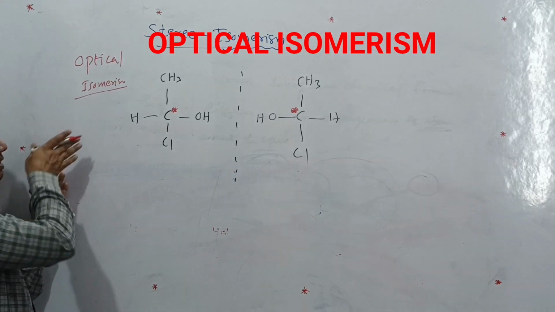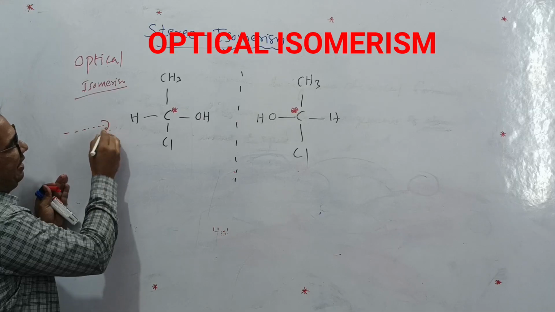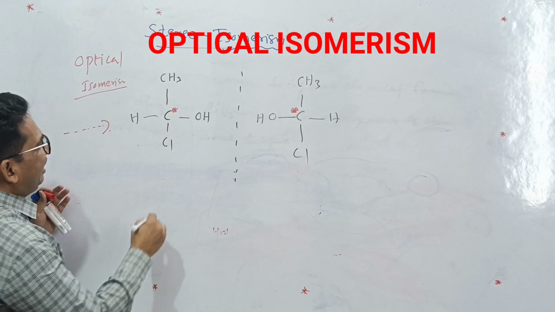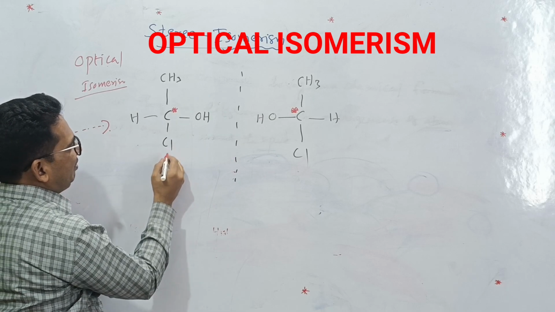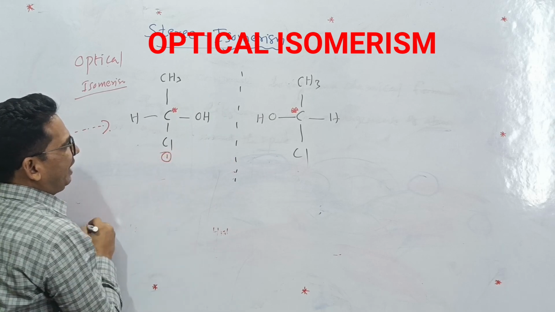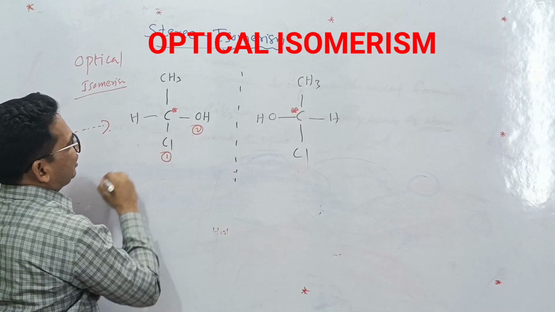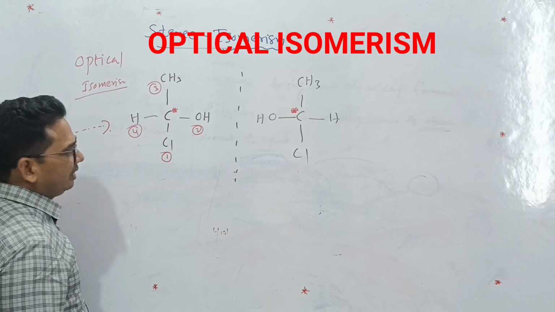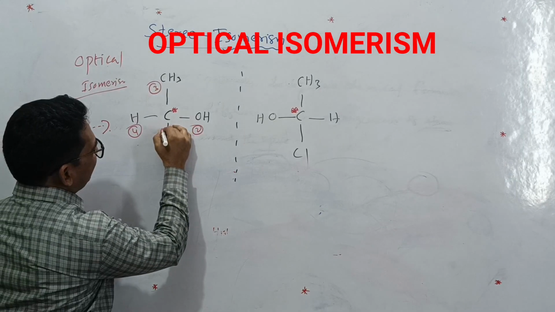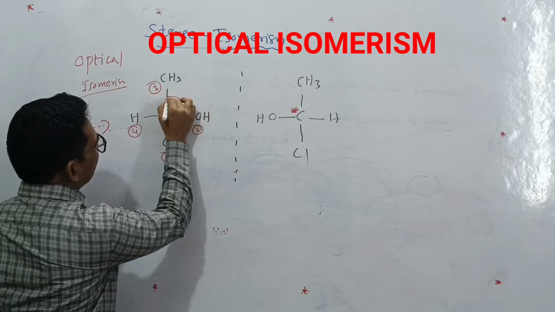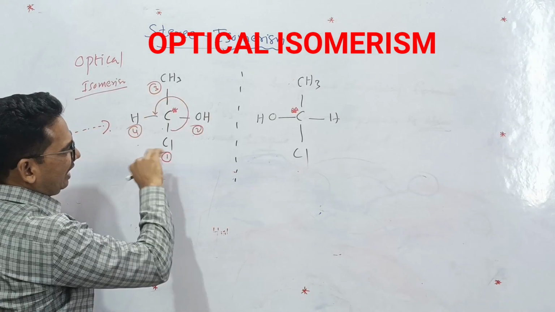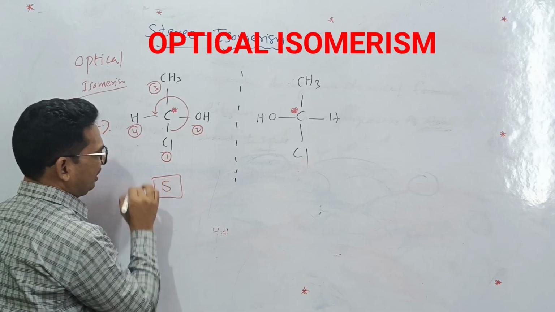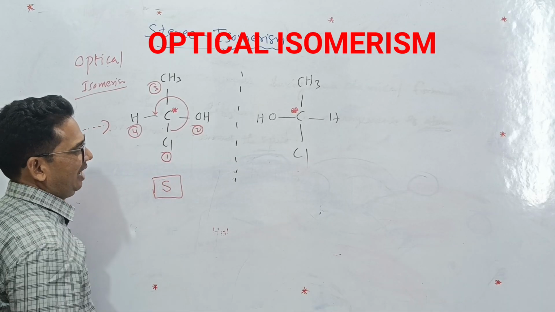When we send plane polarized light from here, it will move either to the right side or to the left side. How? Based on the priority also. Which one has the higher atomic number? Chlorine, highest priority. Next what? Oxygen, next priority. Carbon third. Fourth, least priority, is the hydrogen. Then we have to draw the arrow from 1, 2, 3, 4. This is anti-clockwise. Anti-clockwise is called the S configuration. It is called the S isomer.